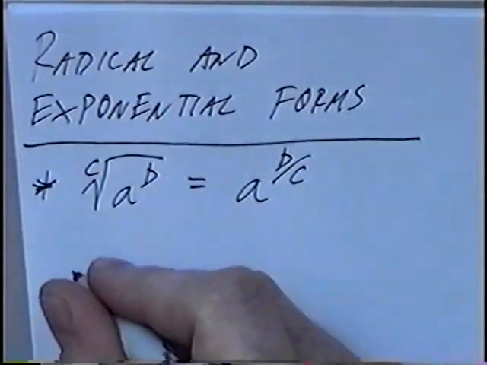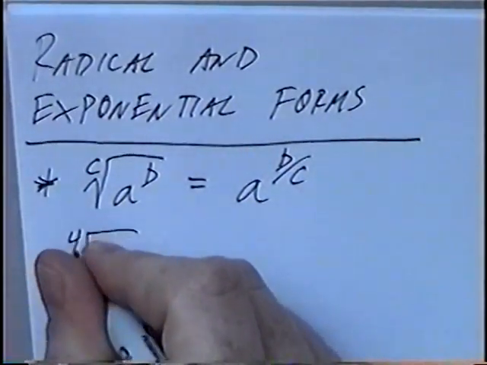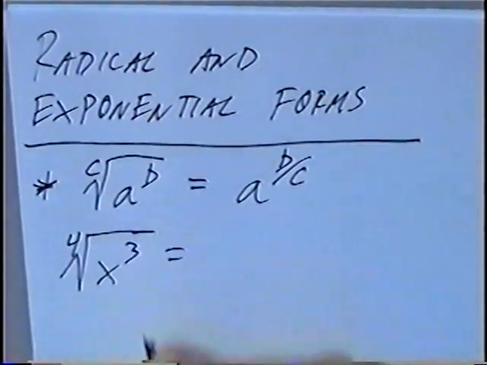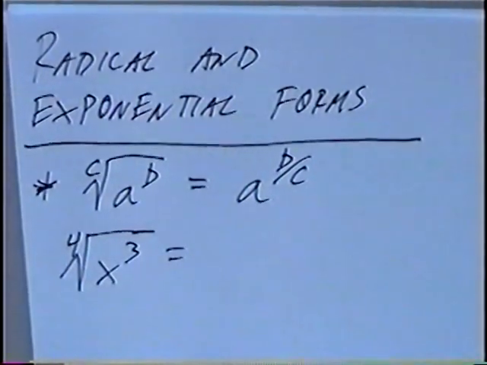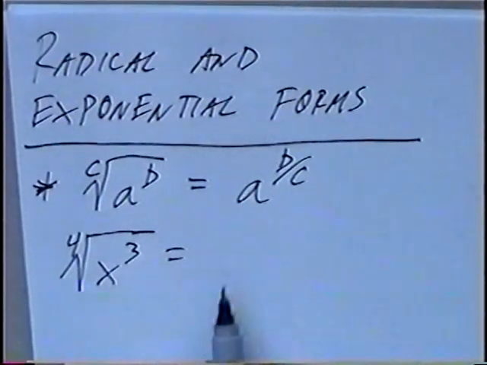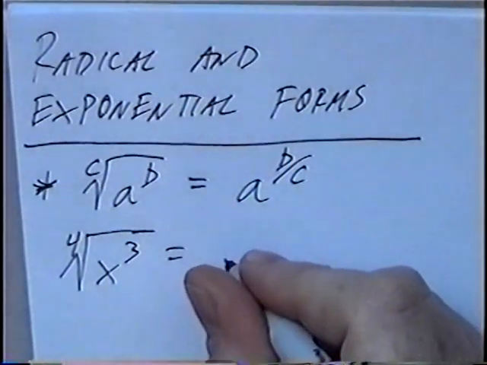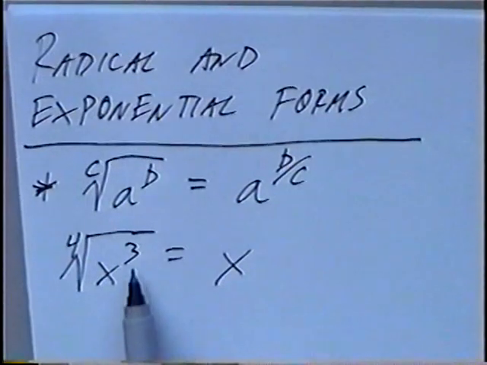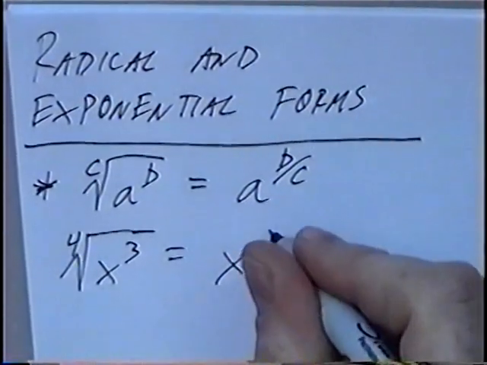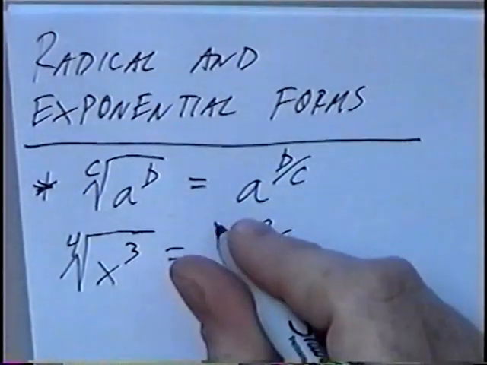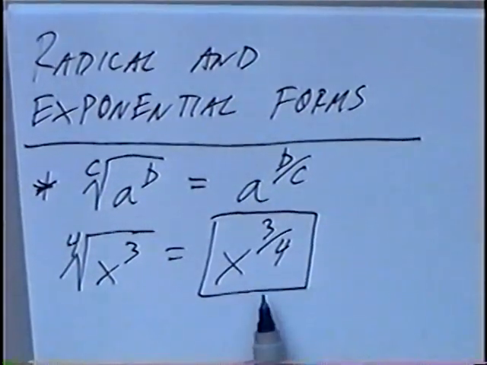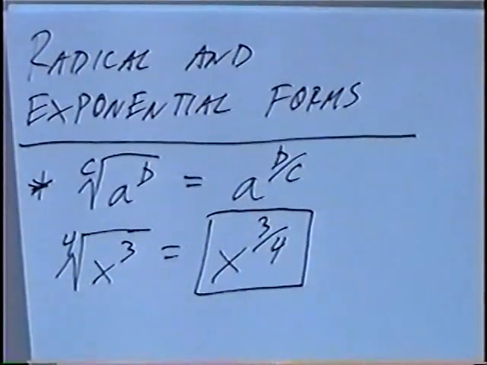First question we'll look at is the fourth root of x to the third power. Taking the fourth root of x to the third, we'll switch this radical form into exponential form. Matching the numbers up, the x, which is the variable a, would stay the same, and the fraction would be b over c, or in this case 3 over 4. So the fourth root of x to the third power is the same as x to the power of 3/4.